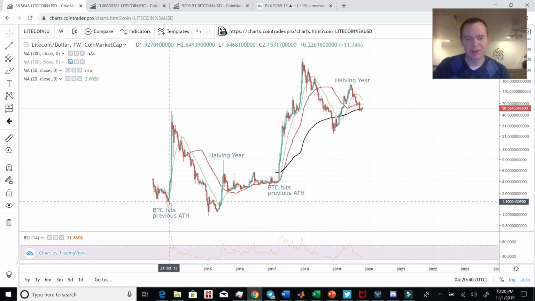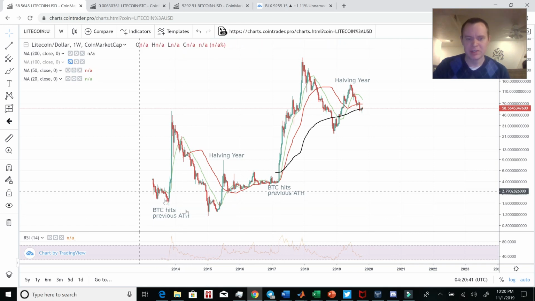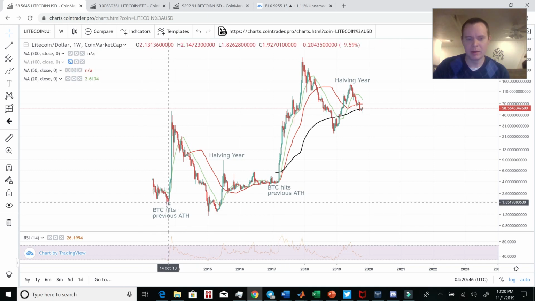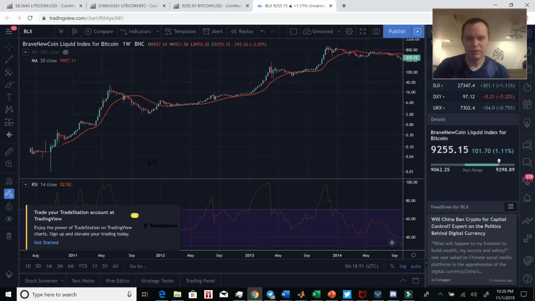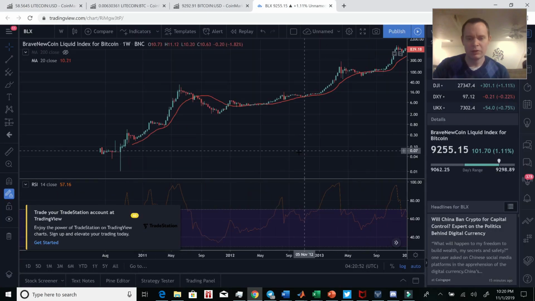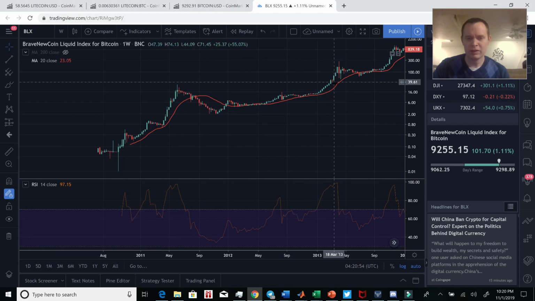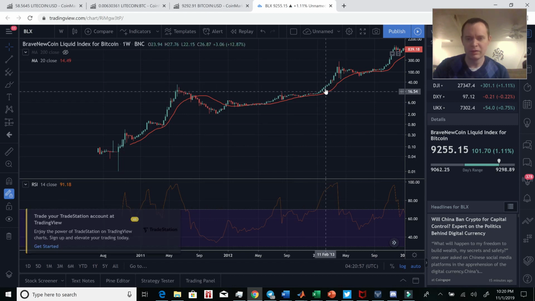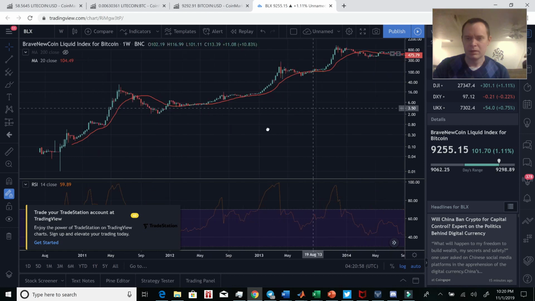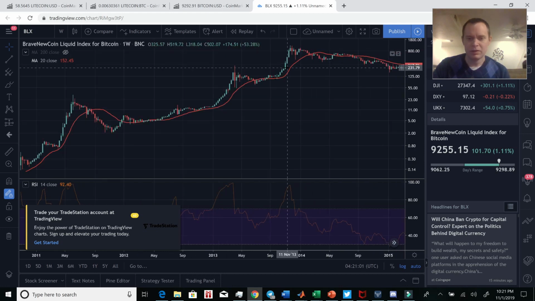they typically occur when Bitcoin reaches a previous all-time high, which occurred here in around October, November of 2013. So if we go to October, November of 2013, which is right around, I'm off a little bit, it's over here. So right here, you can see that this corresponded roughly to when Bitcoin reached this previous all-time high, and then that's when Litecoin took off.